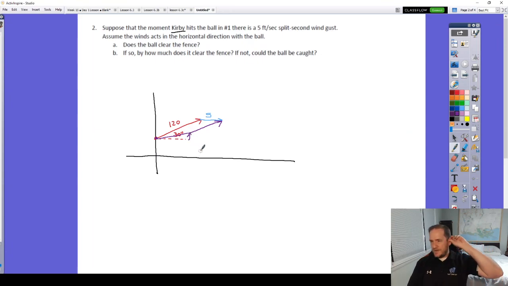So the question is, as that angle becomes less, the ball won't go as far. But we are adding on a slightly stronger force. So what's going to happen? Are we suddenly going to be able to clear the fence now?